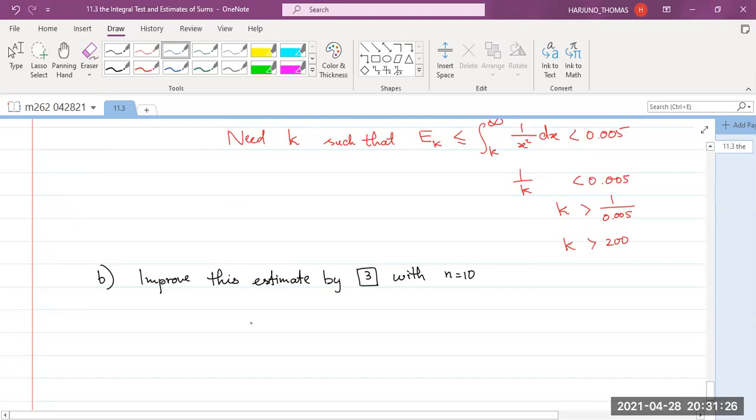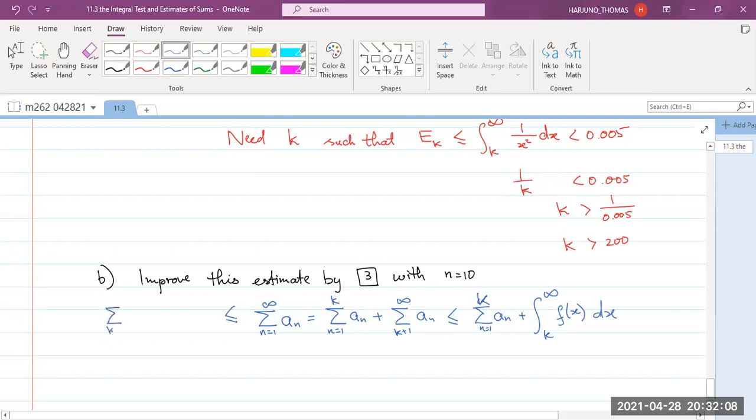So going back to that theory, the infinite sum, we can write this as the sum from 1 to k plus from k plus 1 to infinity. That's bounded above by the kth partial sum plus the integral from k, and bounded below by the kth partial sum plus the integral from k plus 1.